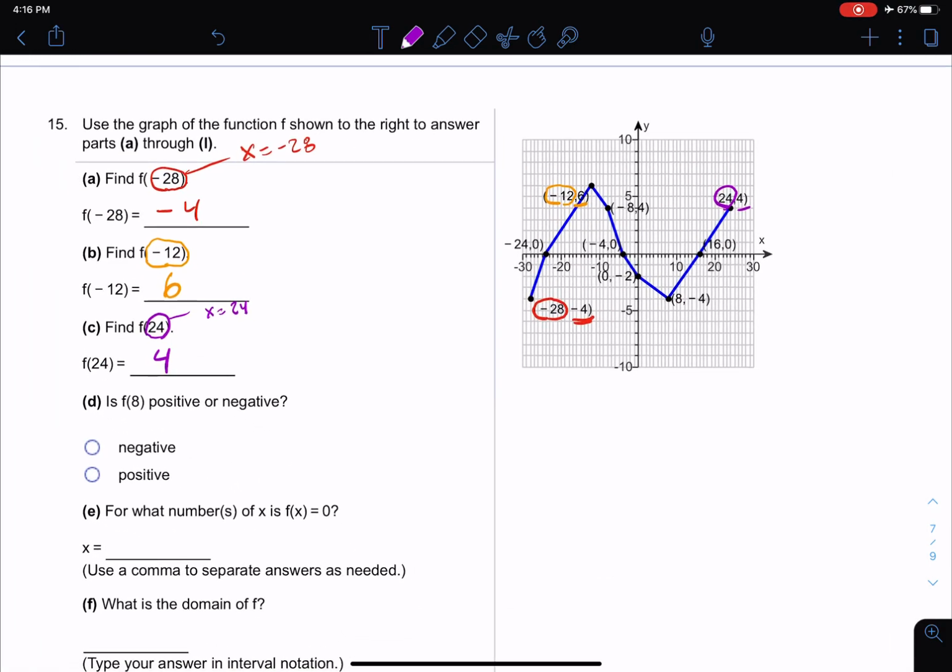Okay, so you could hold that, take a picture, whatever, but I think I'm going to erase the color over here on the right so I can start using color again to answer some of these questions.